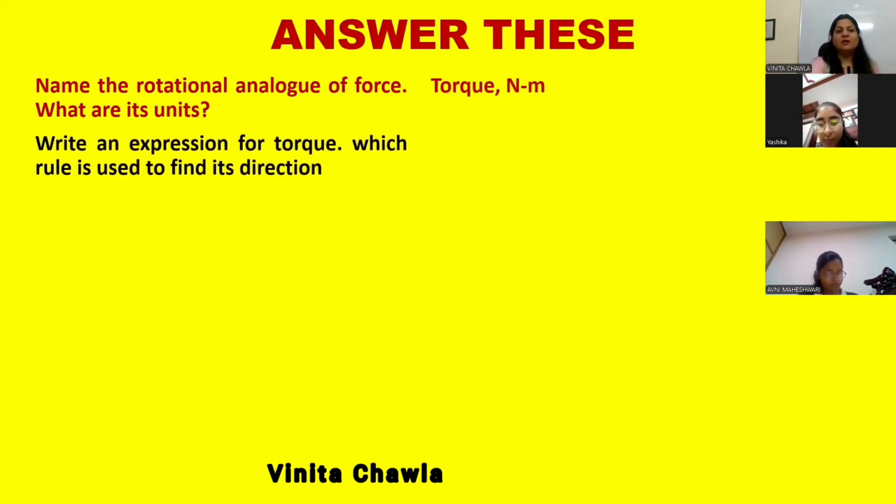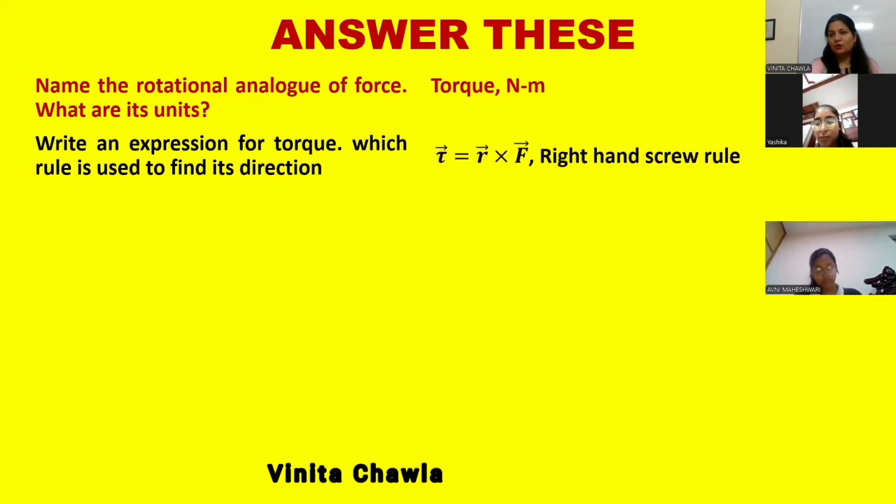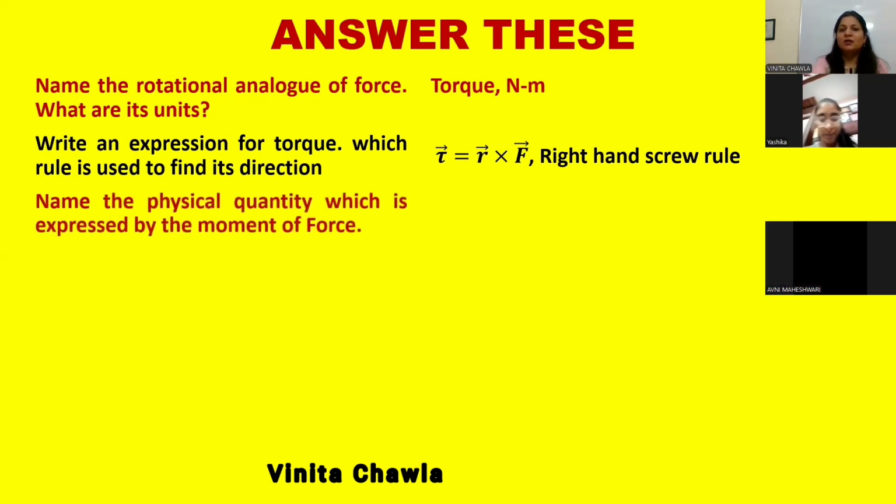Second question is, write an expression for torque and which rule is used to find its direction. How do we write the formula for torque? Torque is R cross F, and we can find the direction by the right hand screw rule. Okay, we can use the right hand screw rule to find the direction of torque. Next question is, name the physical quantity which is expressed by the moment of force.